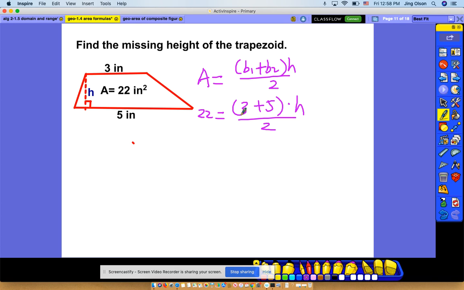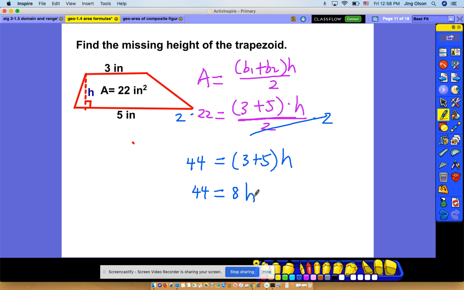So I'm going to go ahead and try to solve this. This one involves a fraction. Fraction means division, okay? What's the inverse operation of division? Multiplication, times 2 on both sides. 2 times 22 is 44. 44 is equal to 3 plus 5 times H. Okay, 3 plus 5 is 8. So 44 is equal to 8 times H.